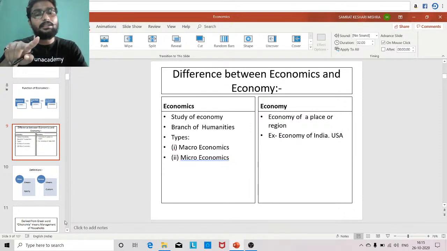And the study of that particular branch of humanities is nothing but called economics. Hope this is clear. The next is macroeconomics and microeconomics. These are two branches of economics, macroeconomics and microeconomics.